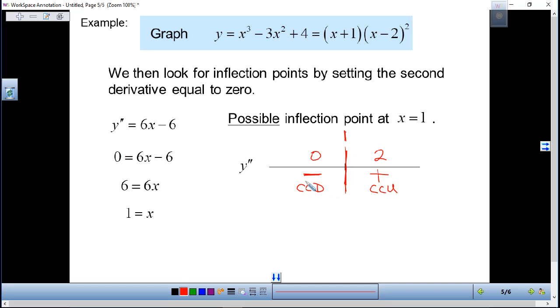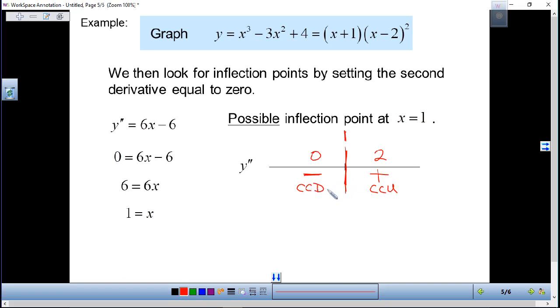We don't have to determine which way this changes, as long as the sign changes from one side of our possible point of inflection to the other, concavity is going to change. We don't care whether it's positive to negative or negative to positive. So just this right here tells us that we do have a point of inflection at x equals 1 because concavity changes. And with this one, the justification, you can just simply say y double prime changes sign.